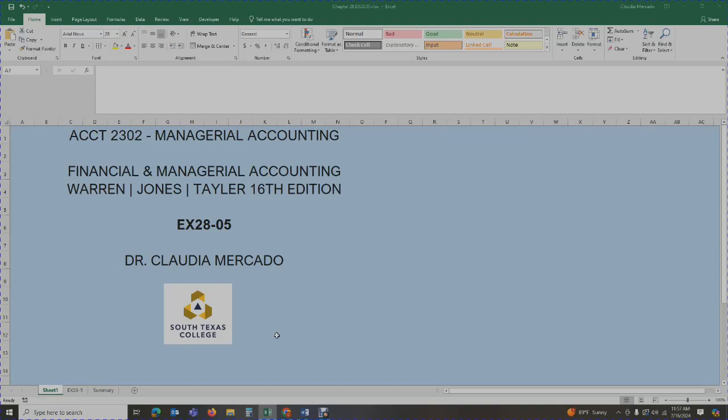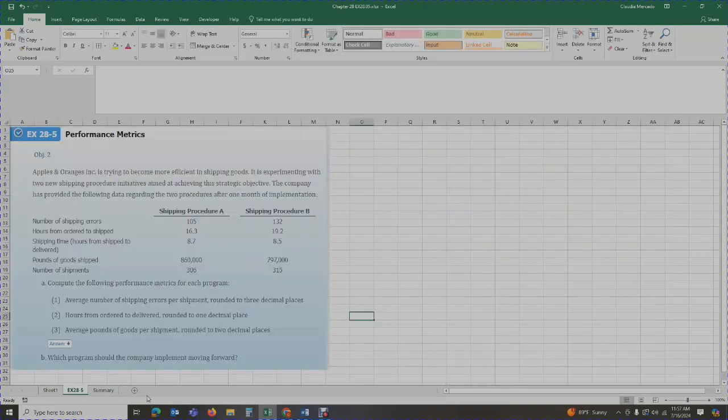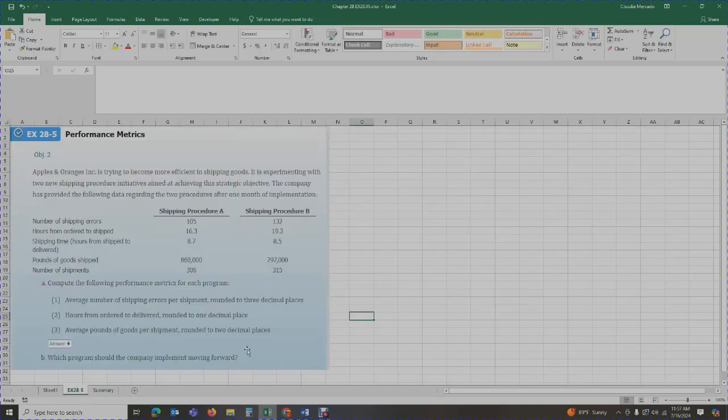The problem that we are going to be covering today is exercise 28-5. Let's look at the problem really quickly. Before we look at the problem, a friendly reminder to please ensure to read the chapter. This chapter has wonderful information about the balanced scorecard, about the importance of corporate social responsibility to a business and its communities. It's just a wealth of information. Please make sure that you do read it before you attempt your weekly assignments.